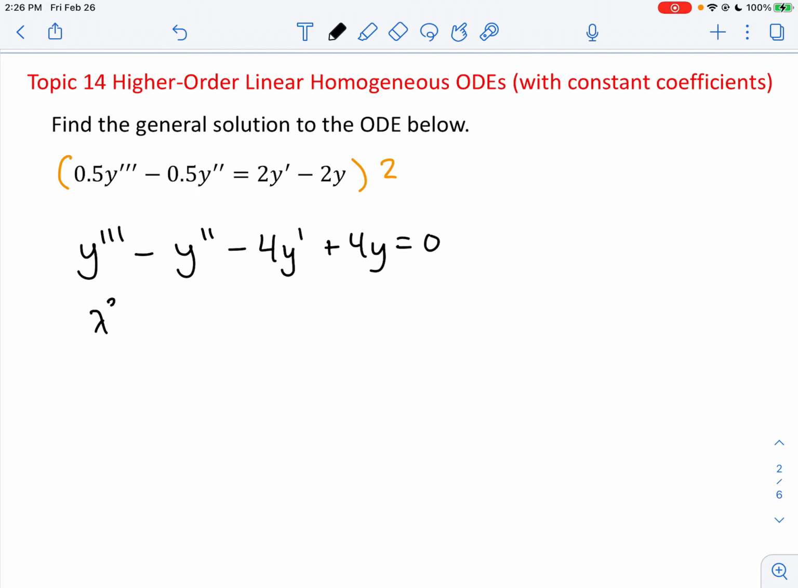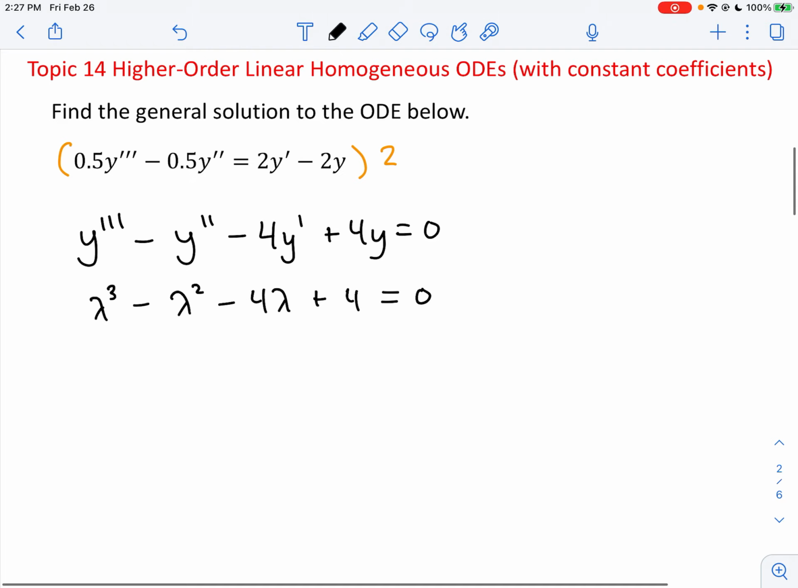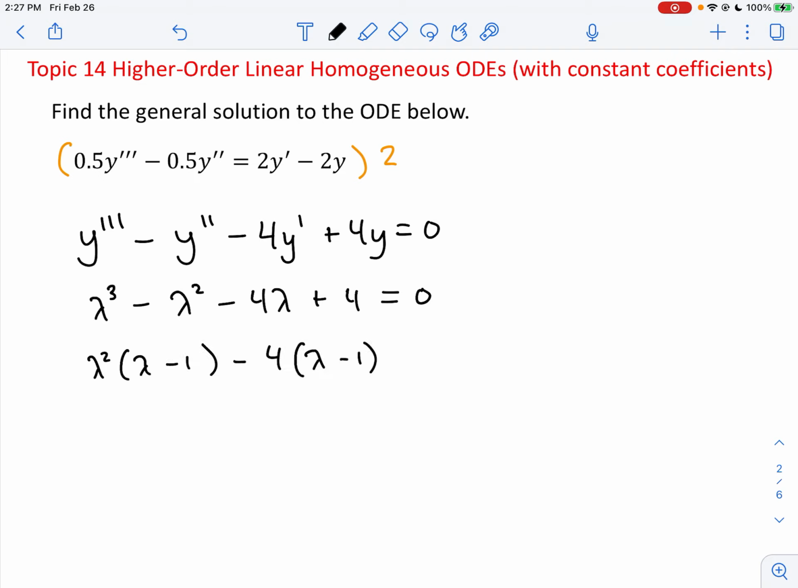It's just going to be lambda cubed minus lambda squared minus 4 lambda plus 4. We want to solve this for 3 different complex roots because this is a third degree. It turns out we can factor this one by grouping, if you remember that strategy. So if I factor out a lambda squared out of the first 2, and then factor out a negative 4 out of the second 2, notice that what's in each set of the parentheses there is equal, so it can be factored as well. So this just becomes lambda squared minus 4, and then I'm going to factor out this lambda minus 1.